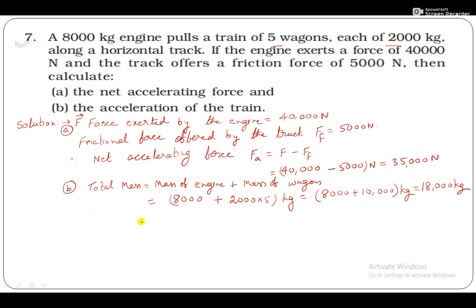Now we have to find the acceleration of the train. According to Newton's second law of motion, F is equal to m into a, where m is the total mass. Therefore, to find the acceleration, a is equal to F by m. F means the accelerating force, 35,000, and the total mass is 18,000. Therefore, the acceleration is 35,000 by 18,000.